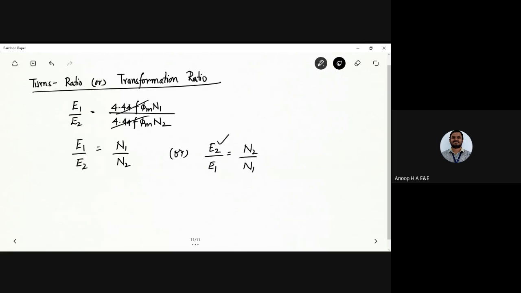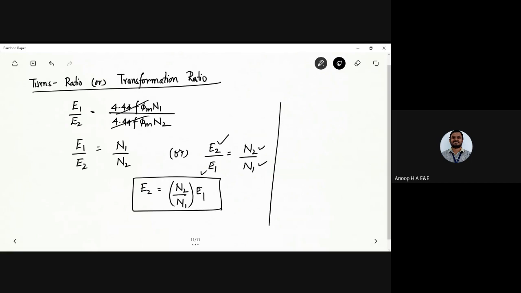So this is the secondary side EMF, and this one is the primary side EMF. N2 and N1 are there. Got it? So if I want to find E2, that is N2 divided by N1 times E1. This is how I find E2. This one is the transformation ratio.